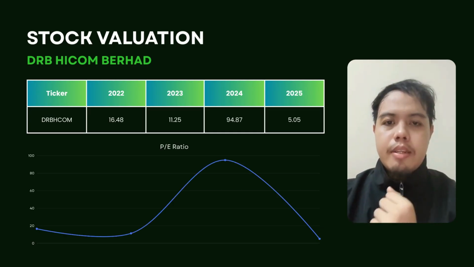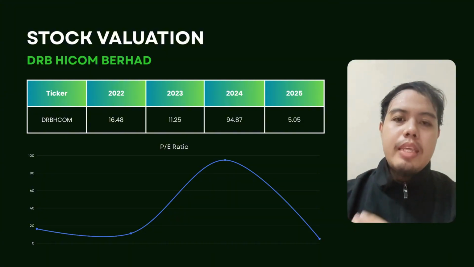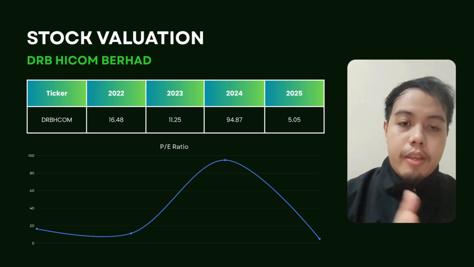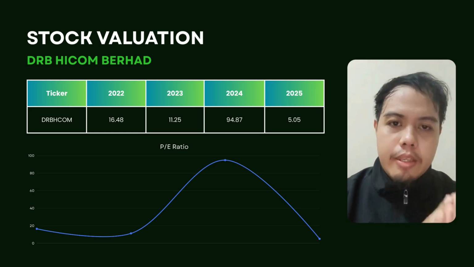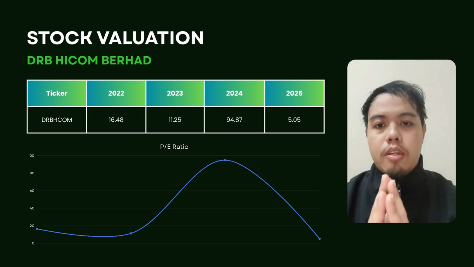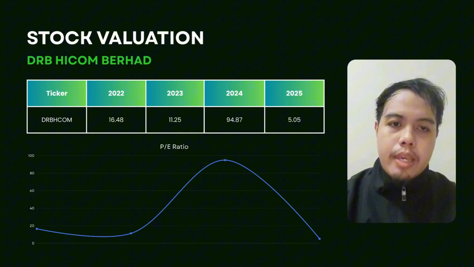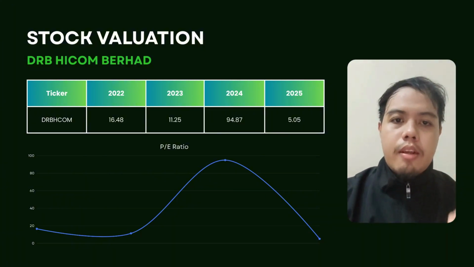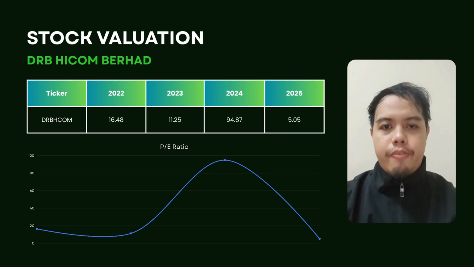Here is the price-earning ratio graph of the RB Highcom Berhad. As we can see, notably the PE ratio massively spiked in 2024, rising from 11.25 the previous year to 94.87 in 2024. However, this is not a good look for the company, as a high PE ratio indicates a low EPS compared to the share price of the company. Fortunately, they recovered the following year, achieving a good PE ratio of 5.05.